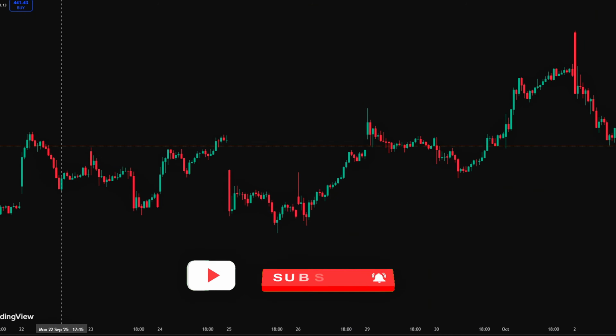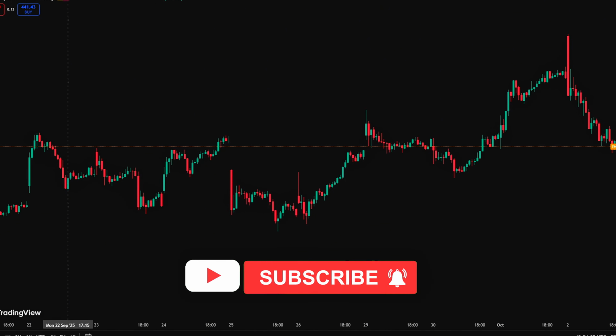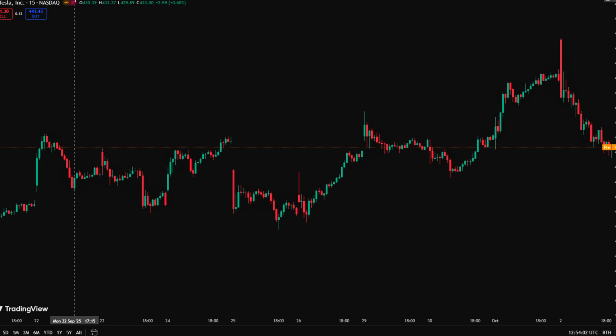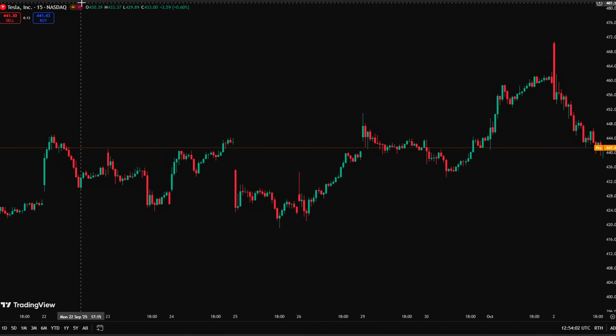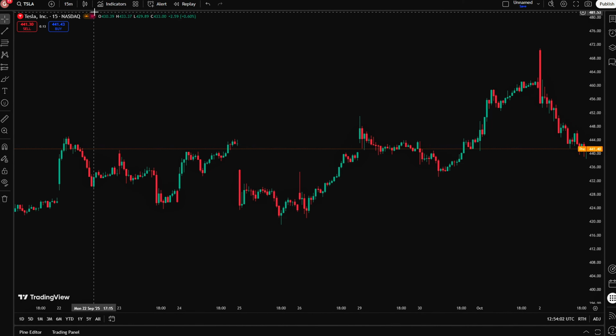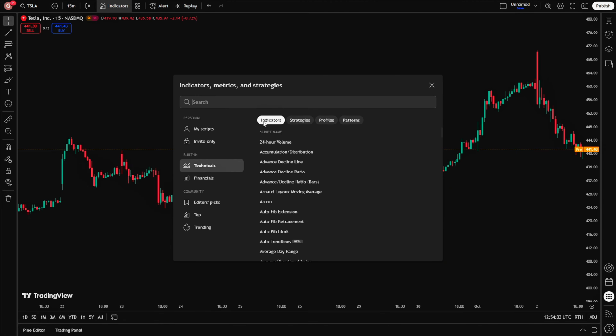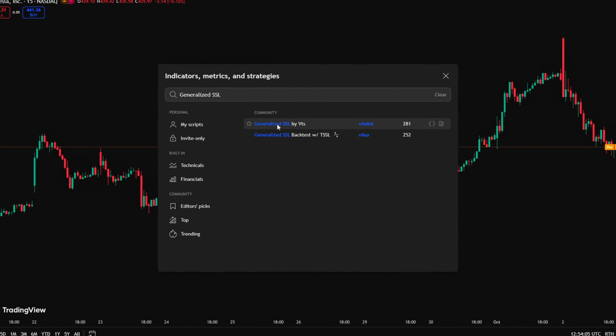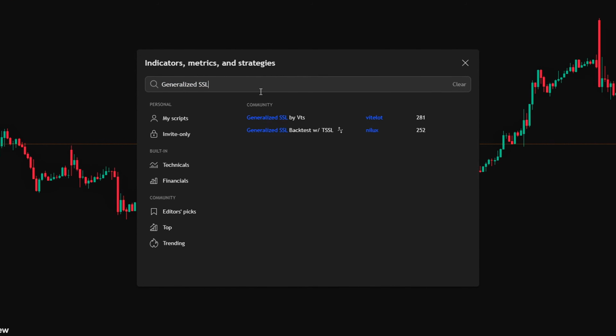Open up TradingView and pull up any chart you want to use. It can be forex, crypto, stocks, or indices. The setup works the same way across all markets. At the top of the screen, click on Indicators. In the search bar, type Generalized SSL and select it when it pops up.